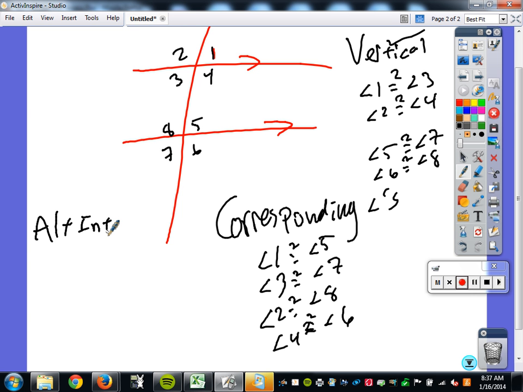Notice, we say up here, angle 1 is congruent to angle 3. But angle 3 is congruent to angle 1, and angle 1 is congruent to angle 5, so what do we know? 3 and 5 are the same. Does that make sense? Let me show you again. See how they're alternate? What does alternate mean, you think? Opposite sides, right? Alternate interior. What does interior mean?